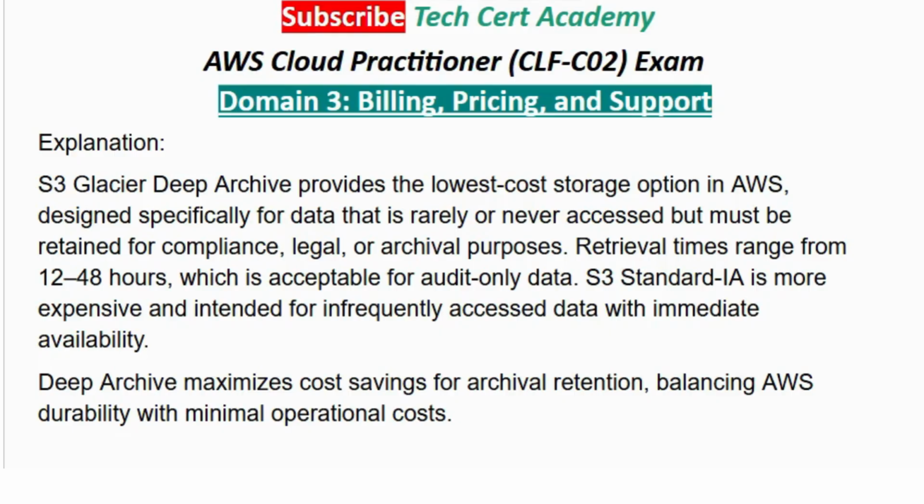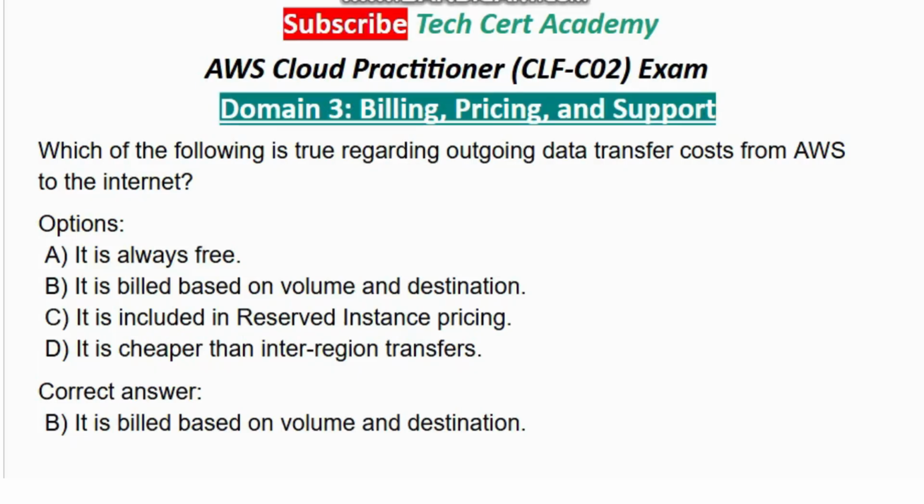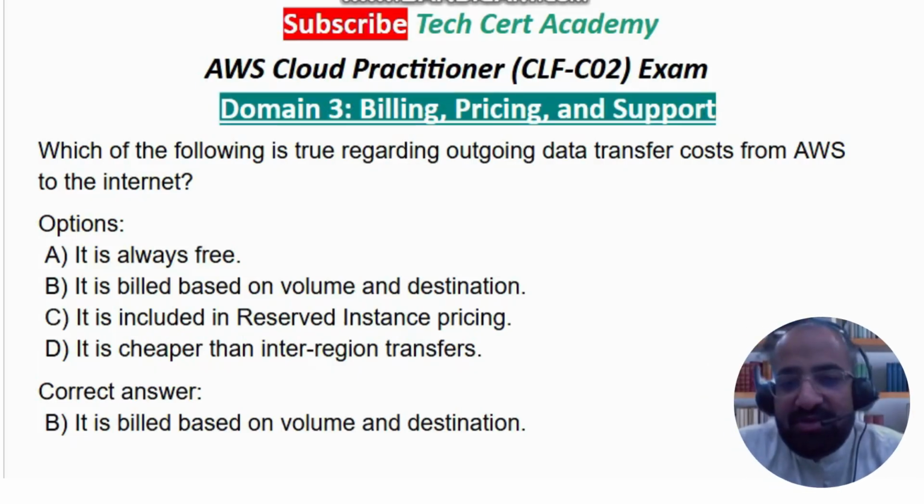S3 Standard IA is more expensive and intended for infrequently accessed data with immediate availability. S3 Glacier is cheaper than Standard IA, but more expensive than Deep Archive. Intelligent tiering optimizes cost based on access patterns, but incurs a monitoring fee and is unnecessary for data that will almost never be retrieved. Selecting Glacier Deep Archive maximizes cost savings for archival retention, balancing AWS durability with minimal operational costs. Which of the following is true regarding outgoing data transfer costs from AWS to the Internet?